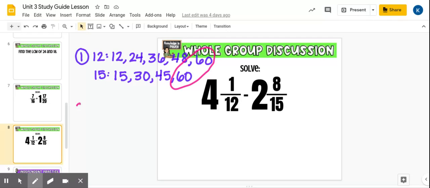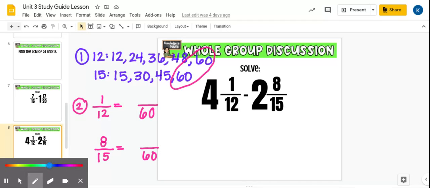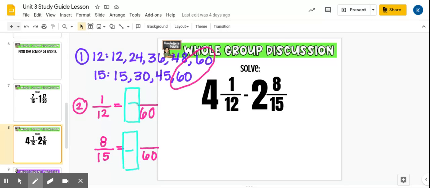So step 2 is going to be taking these fractions and setting them to another fraction with a denominator of 60. And then finding your giant ones so that you can find equivalent fractions. 12 times 5 is 60. 1 times 5 is 5. 15 times 4 is 60. 8 times 4 is 32.